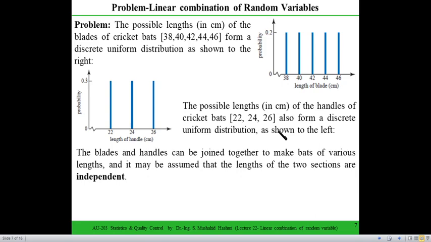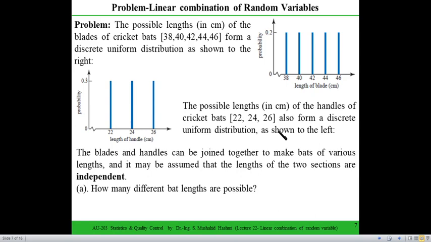So it has nothing to do with the length or the distribution of the length of the blade with the length of the handle. Here we are dealing with two independent variables. One is the length of the blade, the other is the length of the handle, and both are uniformly distributed as shown from this probability distribution, and the condition of independence is there.